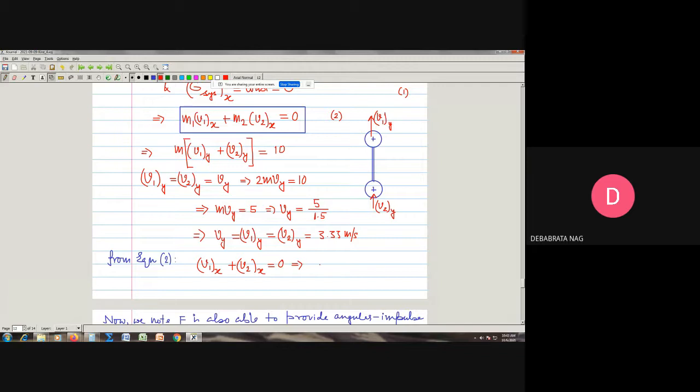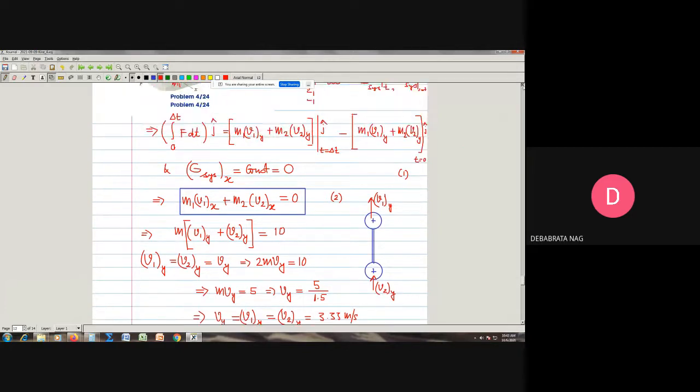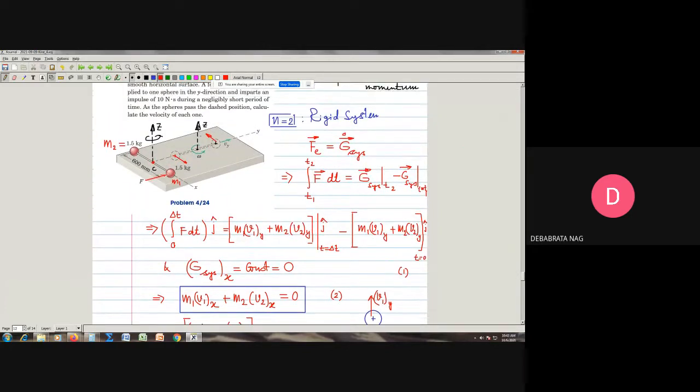So what does that mean? It means that v1x is equal to negative v2x. That means the x components of the two velocities will be in opposite directions to each other. So we can write this as our v1x, and this velocity as v2x. They are in opposite directions, so we can show them in this manner, like that.